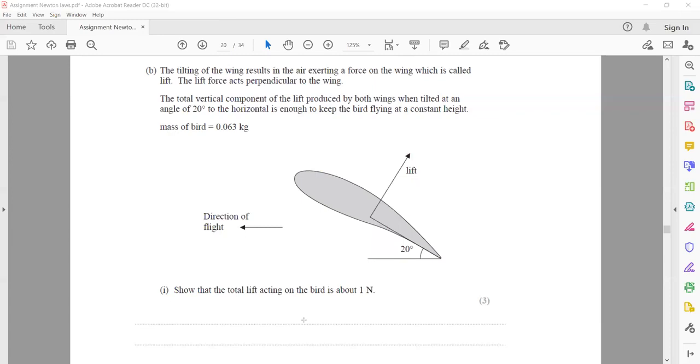Or you can also do it in this manner. Like this is a lift, you can extend this line. This angle will be 70 because the total is 90. So now this is a lift, the component of the lift which is with the angle will be lift cos 70 and this will be lift sin 70. So in this case, lift cos 70 will be equal to ma. You will get the same answer. If lift cos 70 equals ma or lift sin 20 equals ma, both will give the same result.